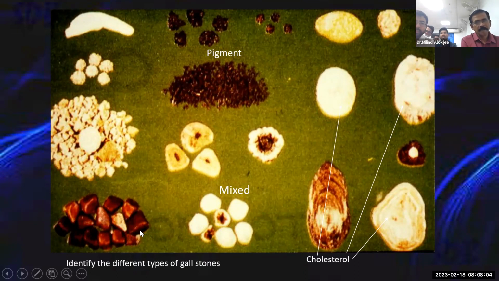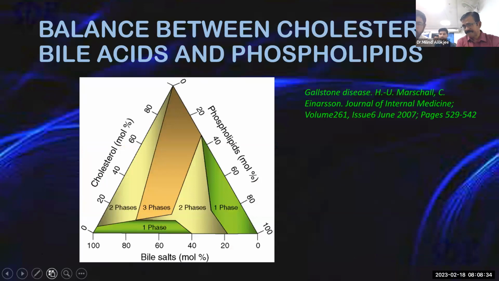Sir, stones form because of a broad outline. Three important factors for stone formation: hypersaturation of bile with cholesterol, infective foci, and thirdly, the flow of bile. So the three factors are: number one, alteration in bile composition; number two, infection; and number three, biliary stasis. These are three basic factors, and this is the triangle.